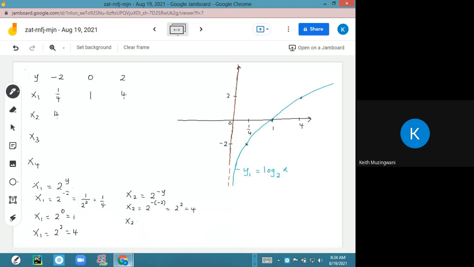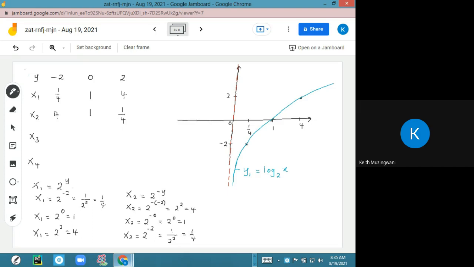What is x2 when y is 0? So we'll have 2 to the power 0, which is 1. So we'll get 1. What is x2 when y is equal to 2? So we'll get 1 over 2 to the power 2, which is equal to 1 over 4. So we have 1 over 4.